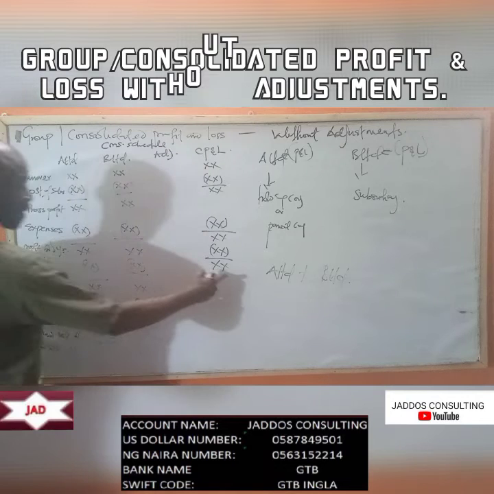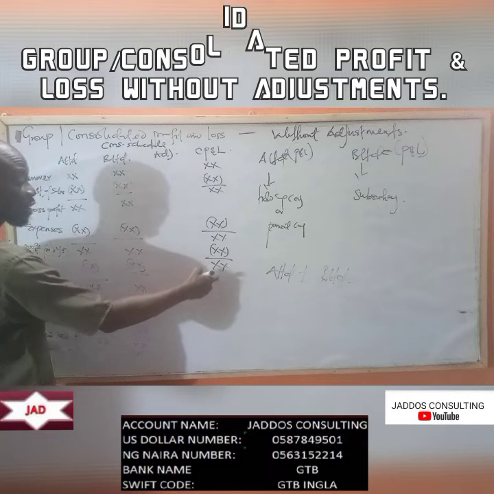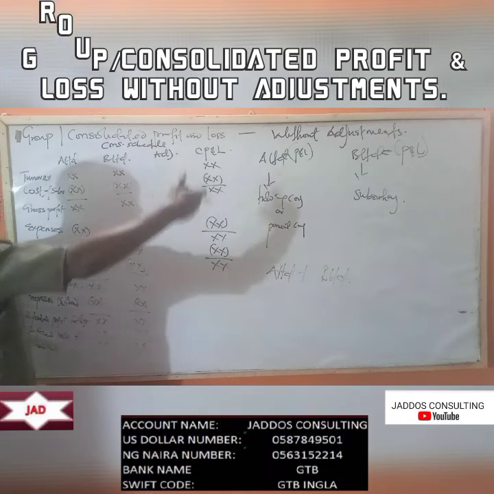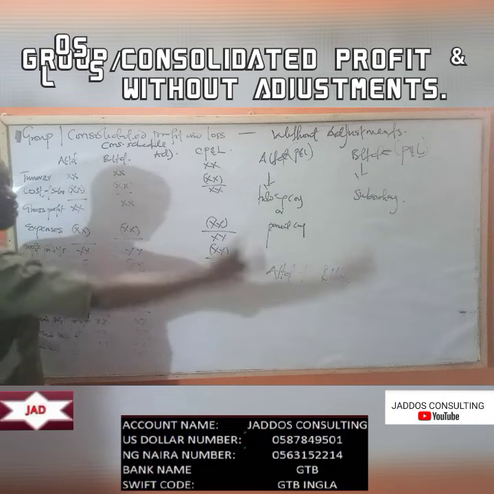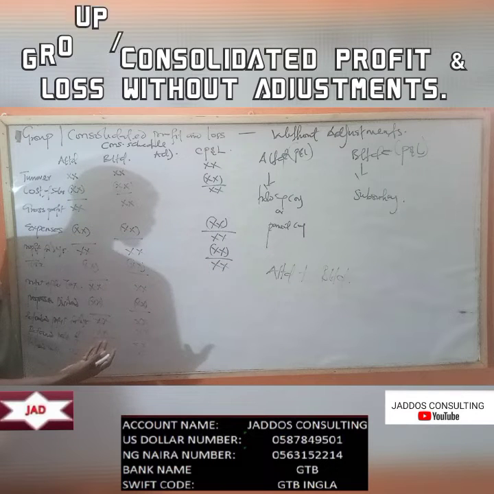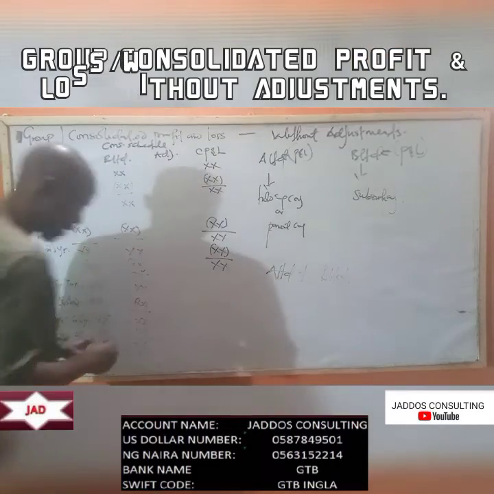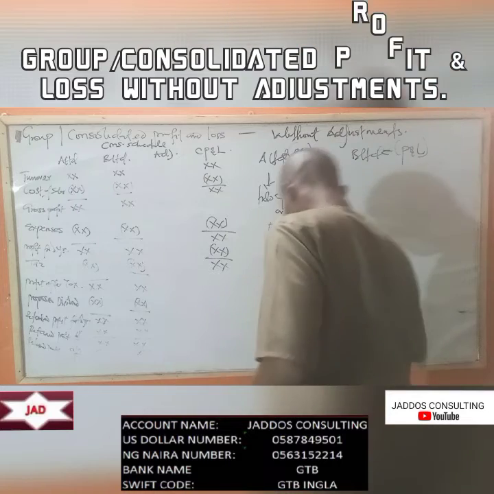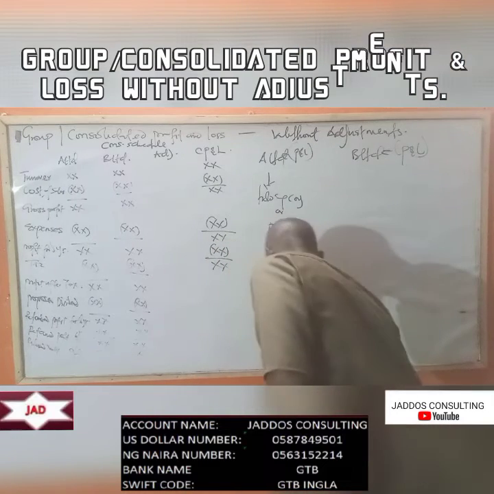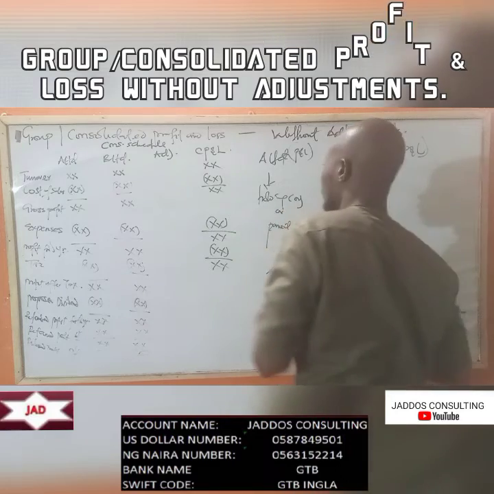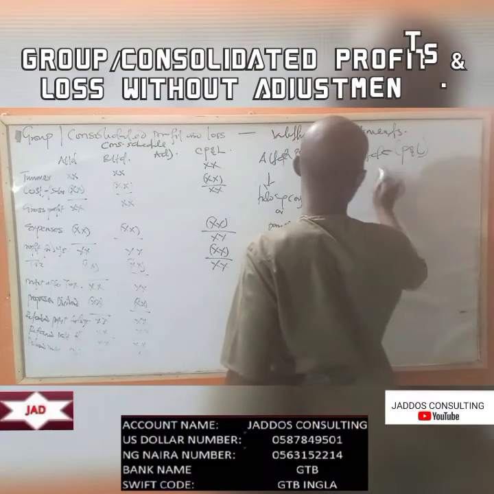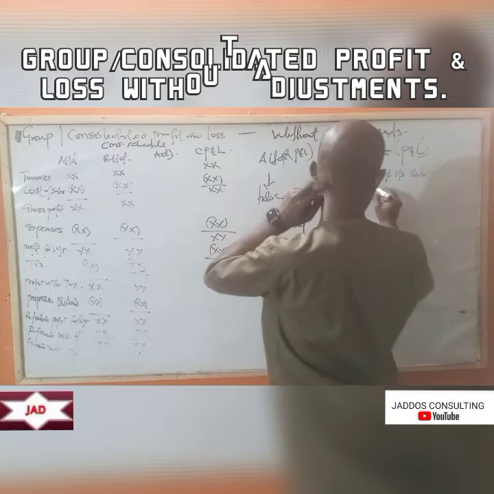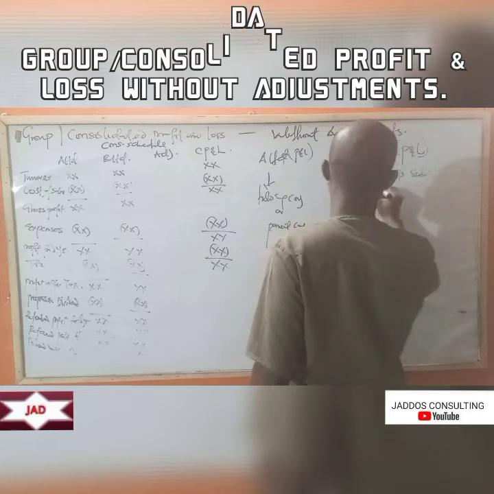Profit after what? Tax. So once you get your profit after tax, you can now go ahead and prepare your consolidated profit and loss. Okay, so let's look at how that would look. So from here, you can say A Limited and its subsidiary, right? So we have consolidated profit and loss.